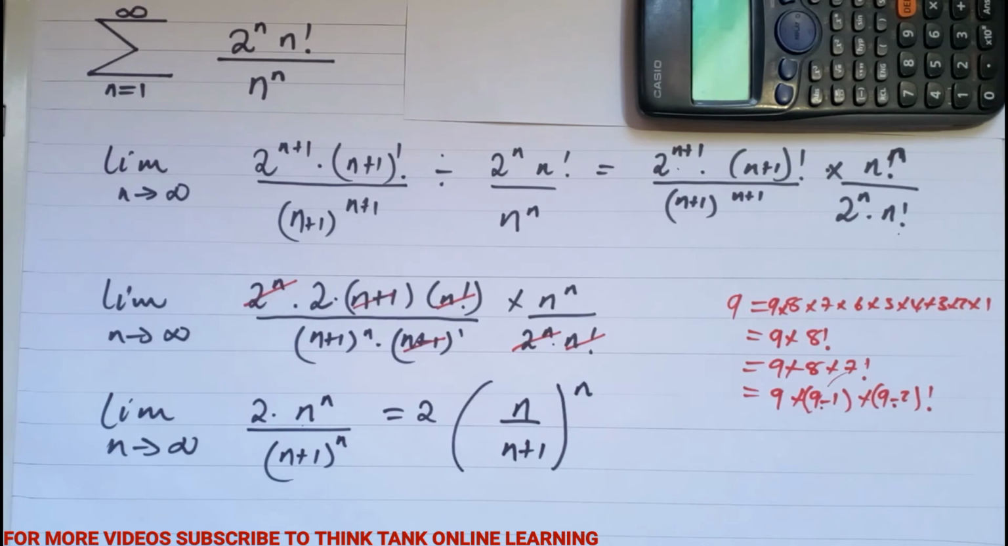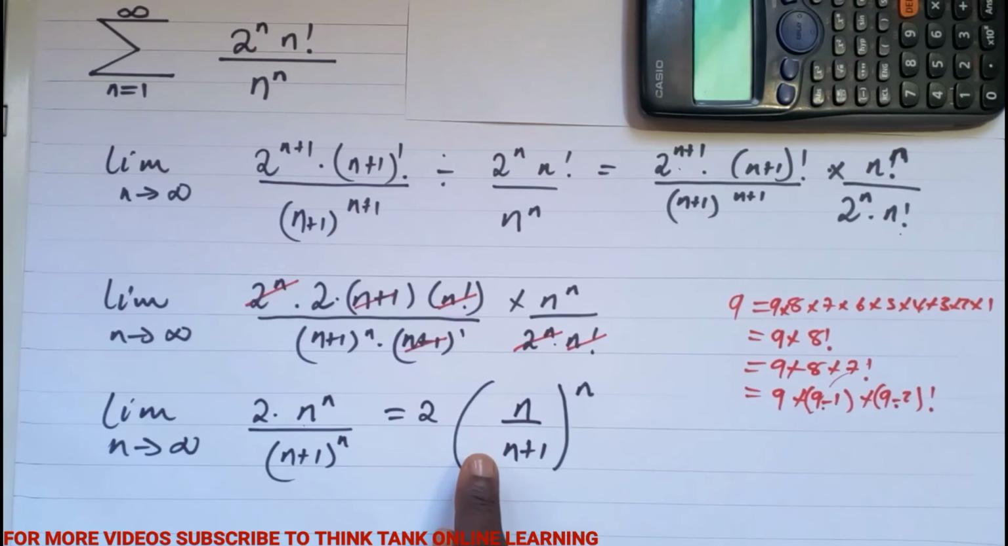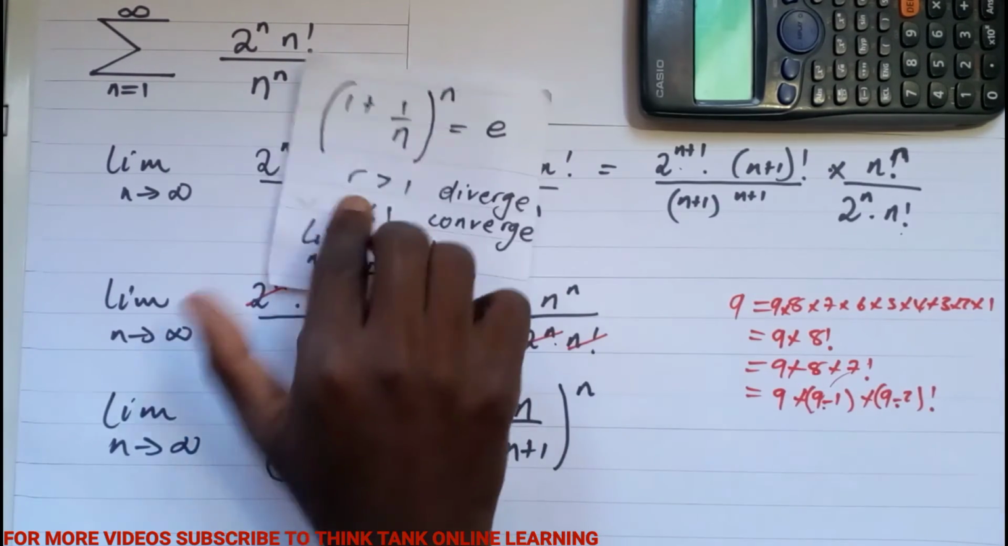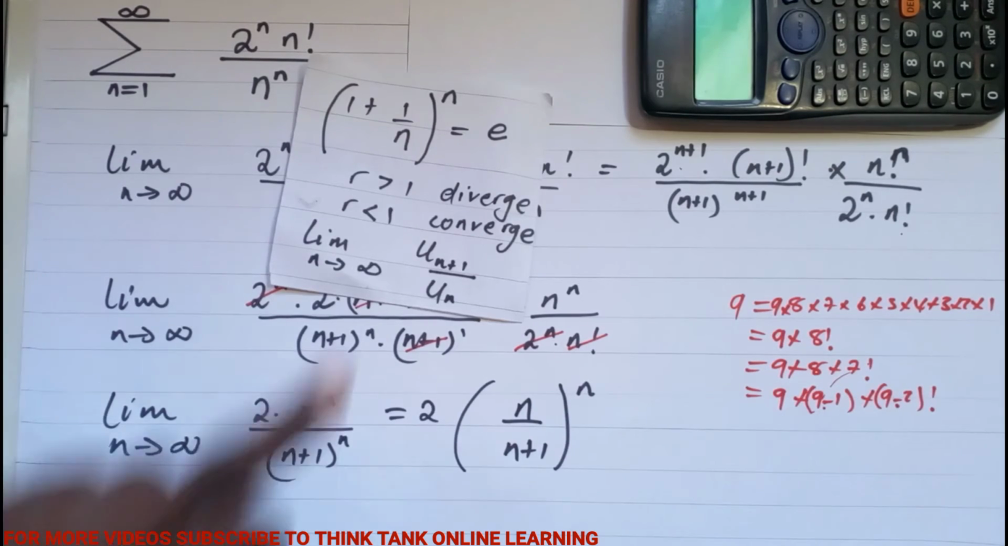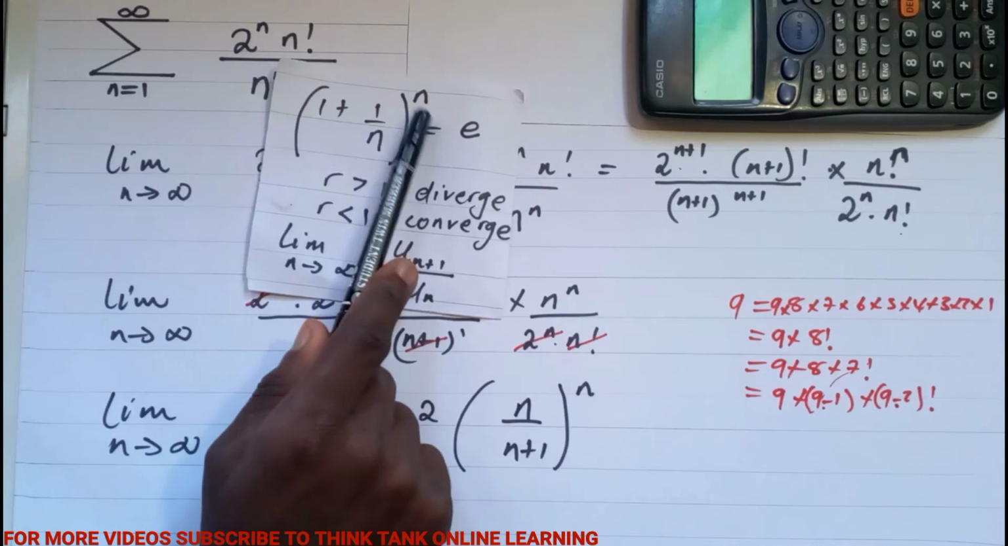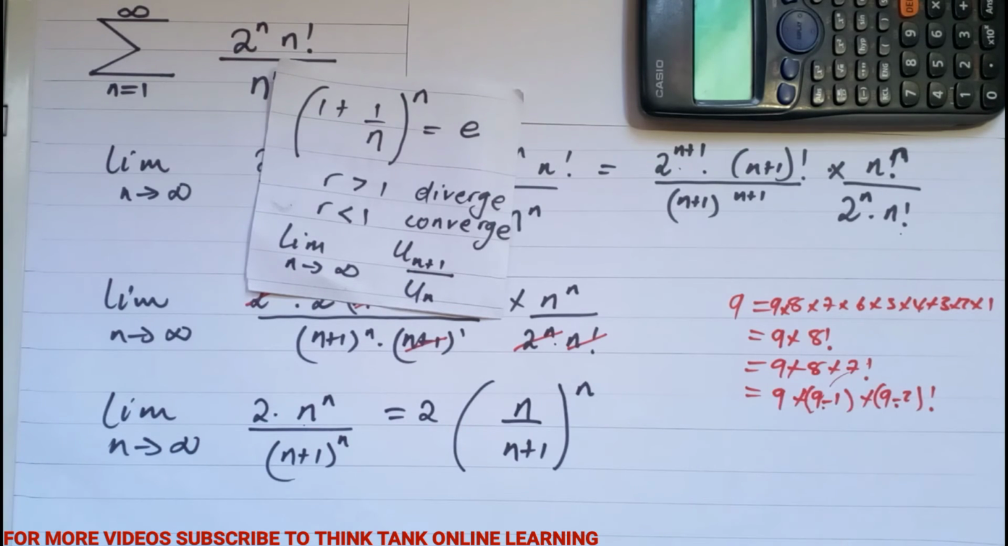If we plug in infinity here, we're going to get infinity on top and infinity on the denominator, and we don't want that. So this is where this form comes in handy: 1 plus 1 over n to the power n. Unfortunately we have n plus 1 on the denominator, so we want to force things and change the appearance. We're not going to change the value of the equation.